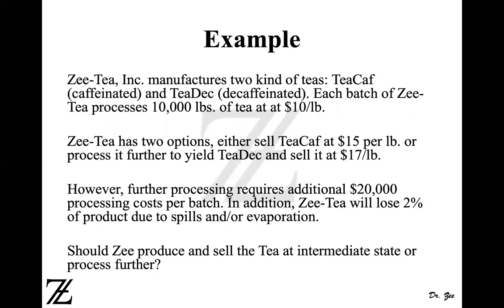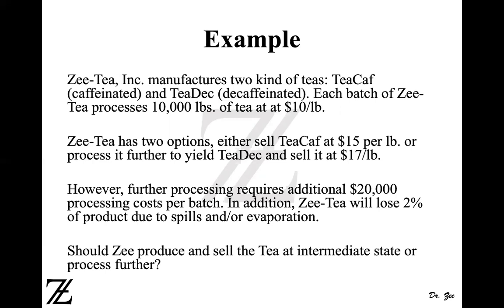So now move on to the example. ZT Incorporated manufactures two kinds of teas: TCAF, a caffeinated tea, and TDAC, decaffeinated tea. Each batch of ZT processes 10,000 pounds of tea at $10 per pound. Now, ZT has two options: either sell TCAF at $15 per pound or process it further to yield TDAC and sell it at $17 per pound.